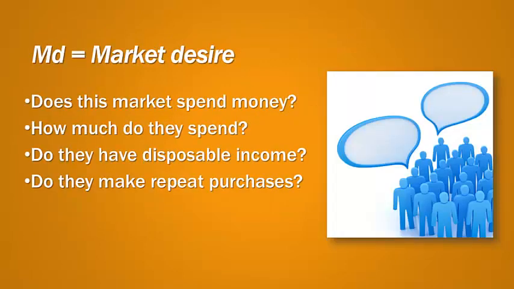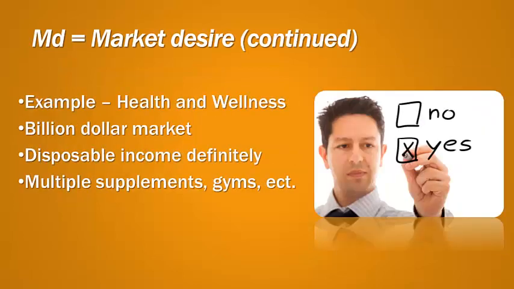Okay, so next up is market desire, MD. The next thing you need to ask is whether or not the market you're going into spends money. If so, you need to know how much do they spend. Remember, this is key for your income goal. And then you'll need to know if they have disposable income, meaning after they pay all their bills, do they have any left over to spend on luxuries or indulgences? And finally, do they make repeat purchases?